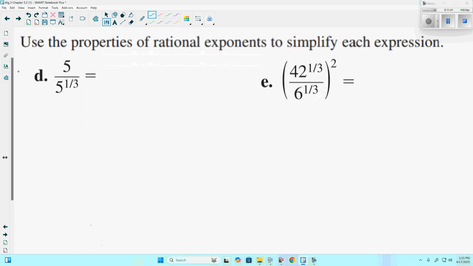D, 5 over 5 to the 1/3. Well, we have two numbers, our 5 and 5 to the 1/3 being divided. When we divide like bases, we do what? Subtract the exponents. So we can rewrite this as 5 to the something minus 1/3. Well, what's the exponent on top? 1. So we're saying that 5 over 5 to the 1/3 is the same as saying 5 to the 1 minus 1/3. What is 1 minus 1/3?